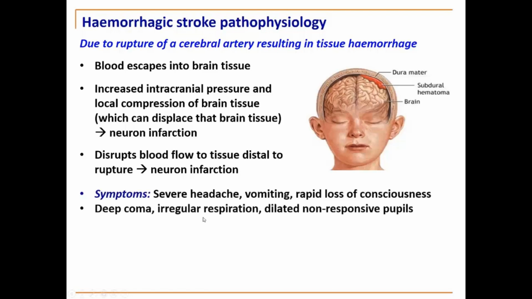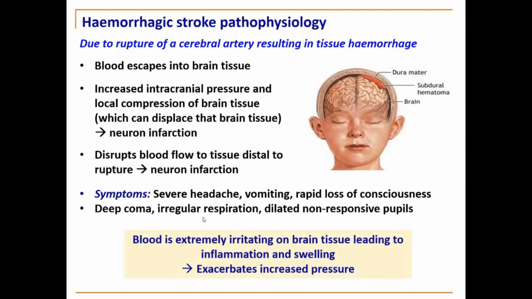So the symptoms include a very severe headache, vomiting, rapid loss of consciousness, can lead to deep comas, irregular respiration, dilated, non-responsive pupils. And really the whole point is that the blood is extremely irritating on that brain tissue, which can lead to further inflammation and further swelling, which exacerbates that increased pressure. And therefore, as you might expect, it's got much higher morbidity and mortality because the hemorrhage can greatly displace that brain tissue. So you can actually see a shift in brain material inferiorly or laterally, which of course can affect functions at quite some distance from the actual rupture itself.